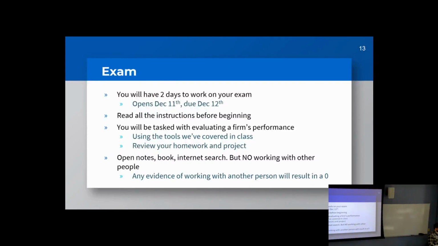It's going to be open notes, open book. You can search the internet. You can have your projects and homework open while you're working through this. The only thing you can't do is work with another person. If there's any evidence of working with another person, it's going to be a 0. So don't do it. Work on it on your own.